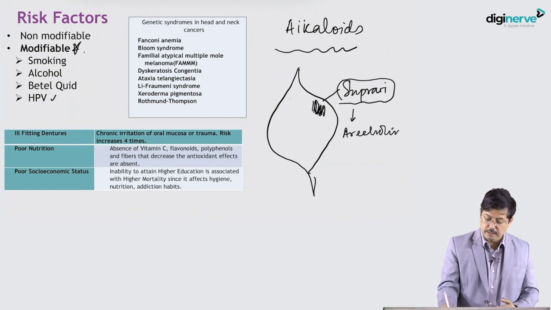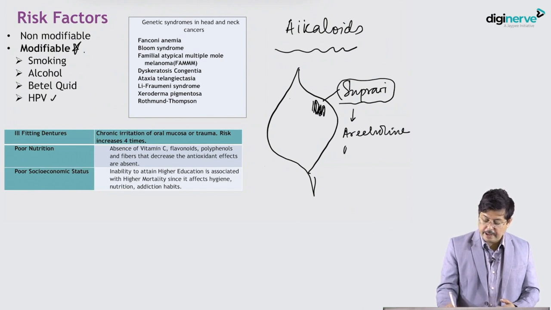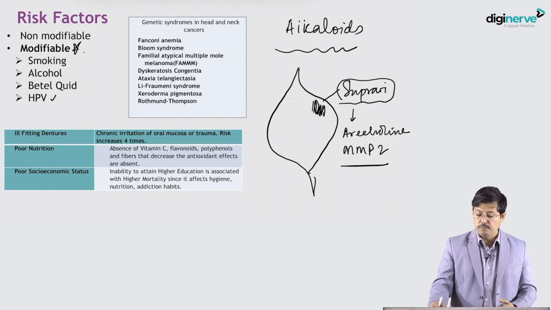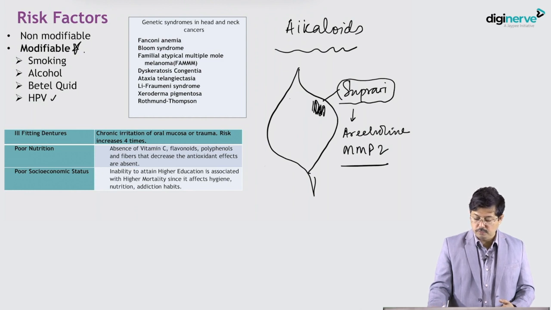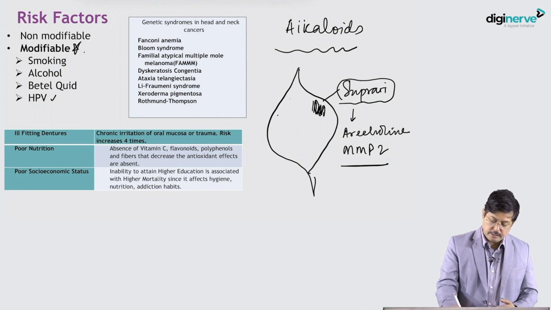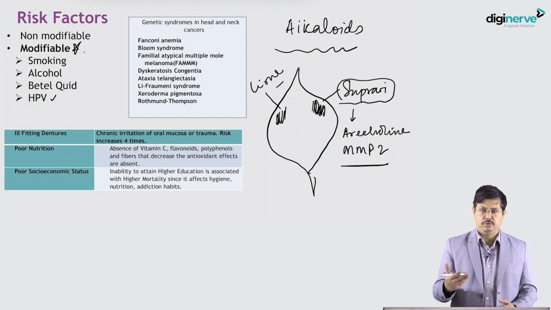This betel nut will produce something called arecoline. This arecoline produces vasospasm, and also induces the activity of matrix metalloproteinases 2, which are responsible for induction of fibrosis, or oral submucous fibrosis. Now, what is also important is that it can contain slaked lime, which is calcium hydroxide, itself a very strong alkaline irritant to the mucosa.